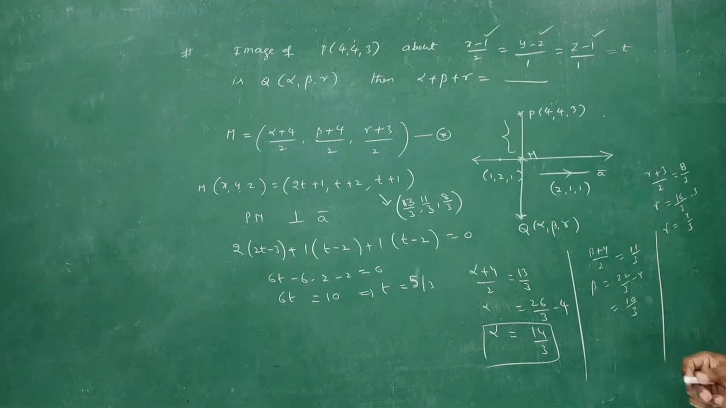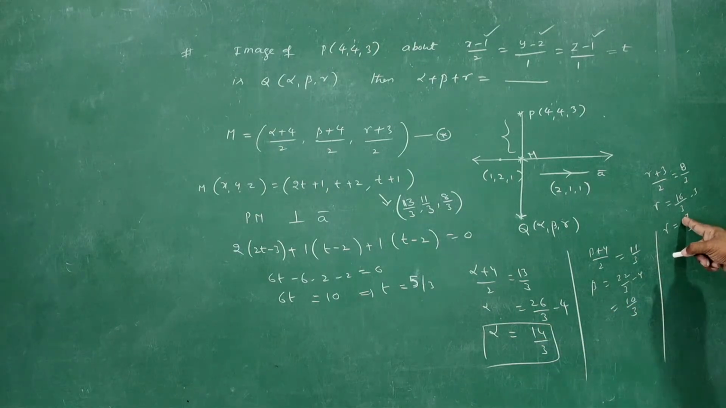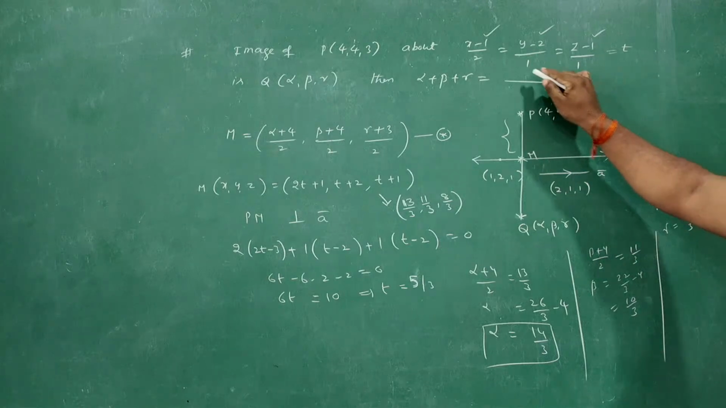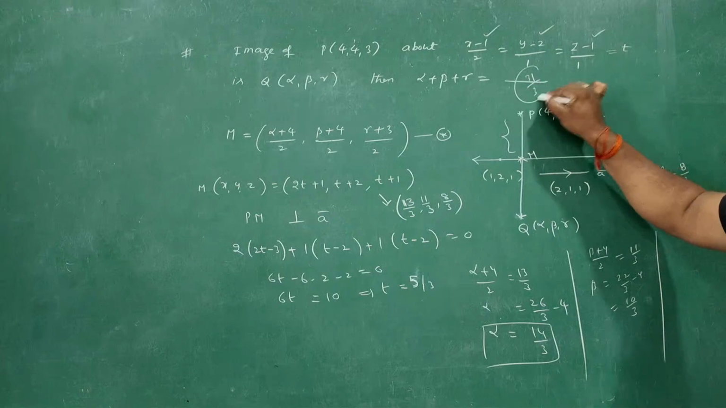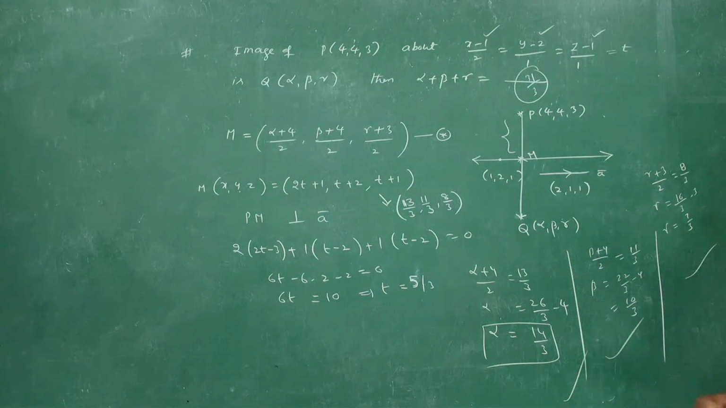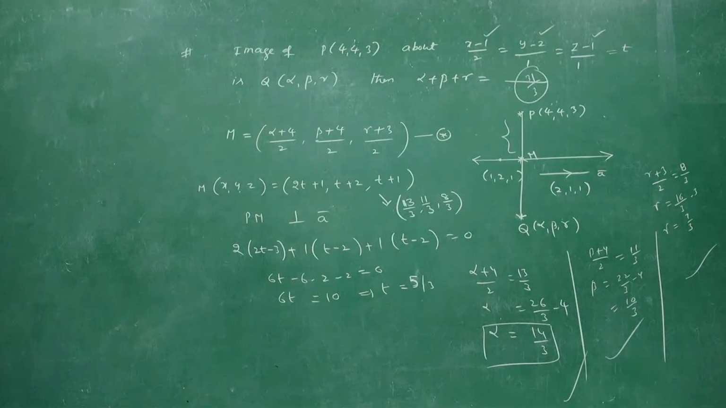Now alpha plus beta plus gamma: 14, 10, 7, that is 31 divided by 3. So the alpha plus beta plus gamma value is 31 divided by 3, the sum of all these. Okay. This is the answer. Move to the next question.